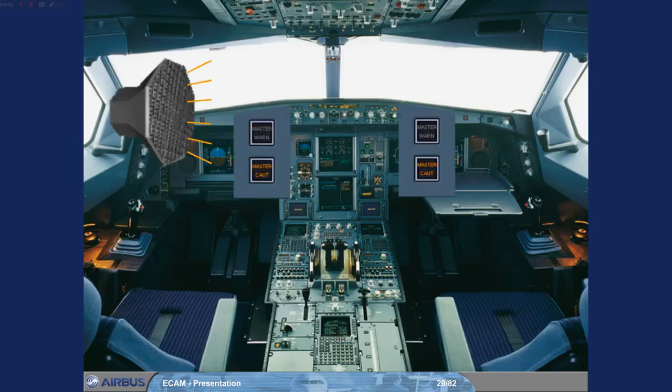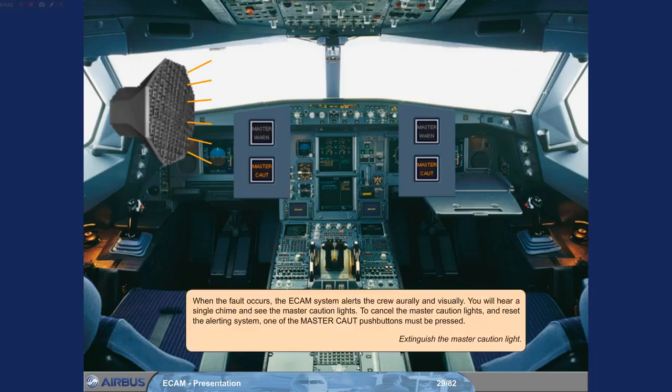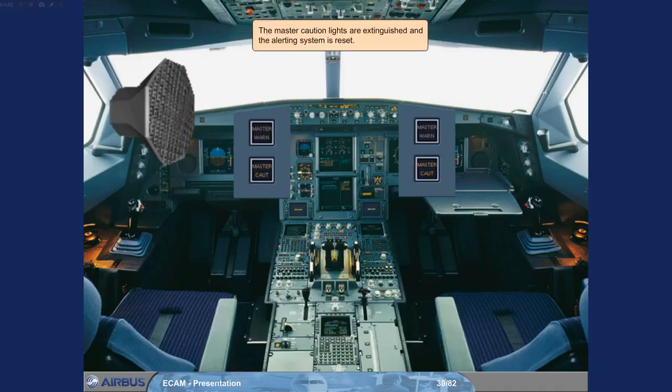When the fault occurs, the Ecam system alerts the crew orally and visually. You will hear a single chime and see the master caution lights. To cancel the master caution lights and reset the alerting system, one of the master caution push buttons must be pressed. Extinguish the master caution light. The master caution lights are extinguished and the alerting system is reset.